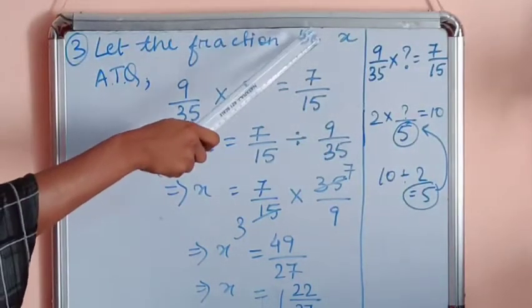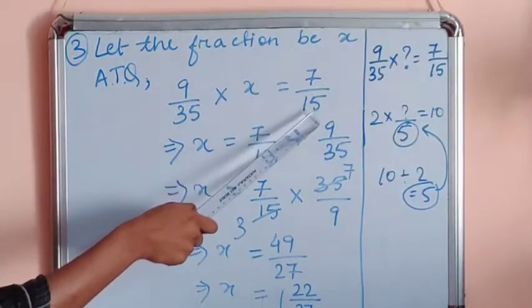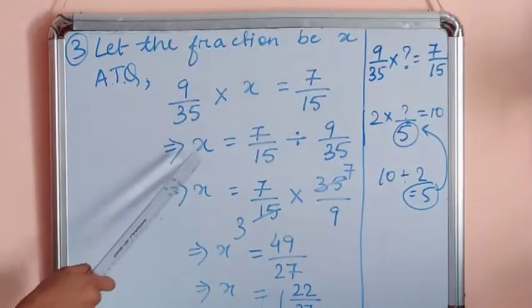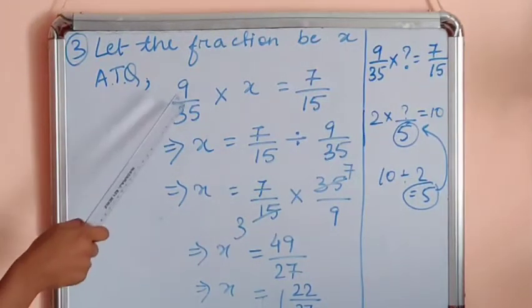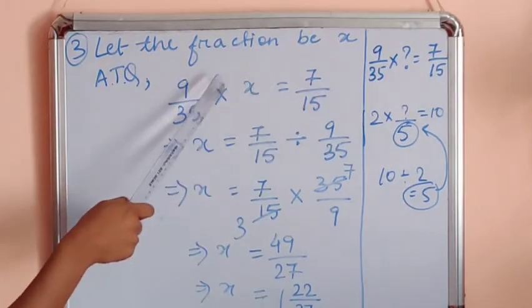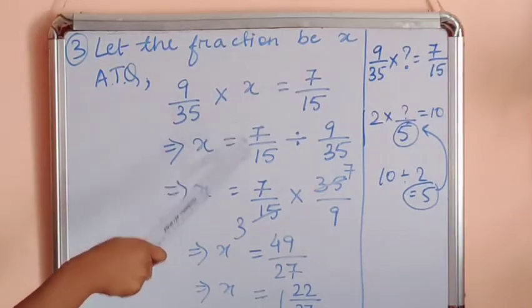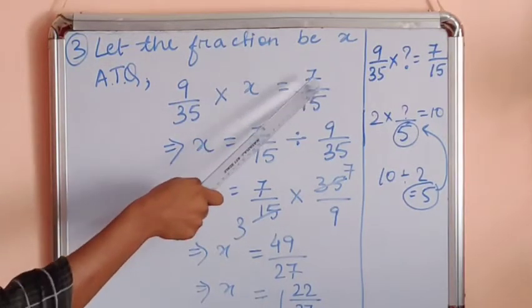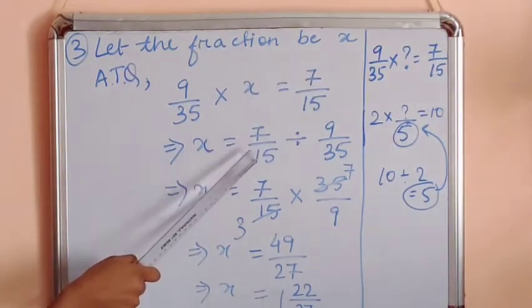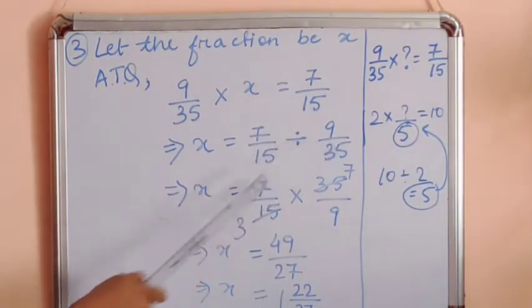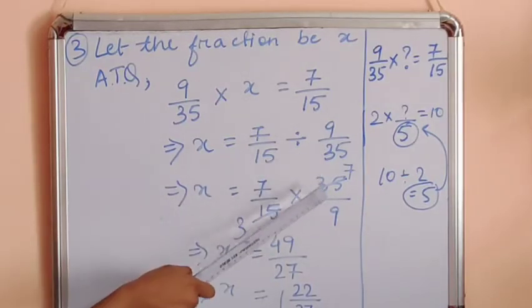So, let the fraction be x. According to the question, 9 by 35 into x is equal to 7 by 15. So, x will be equal to 7 by 15 divided by 9 by 35. Always remember, whenever we are moving this to the other side and changing the sign and putting the division sign, first we need to write the number which is on the right side of the equal to sign. So, here it is 7 by 15. This number is on the right side of the equal to sign, so we will be writing this number first and then we will put this number. So, x is equal to 7 by 15 into, here the reciprocal of this fraction, that is 35 by 9.